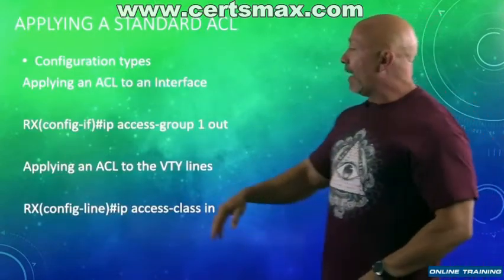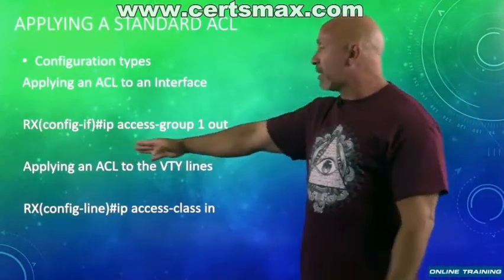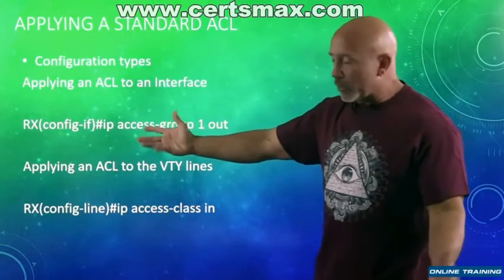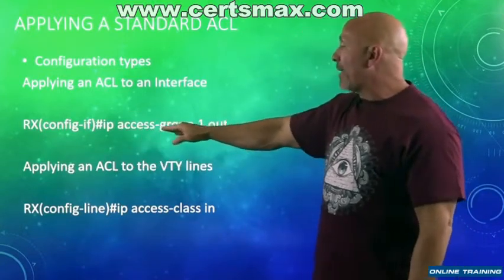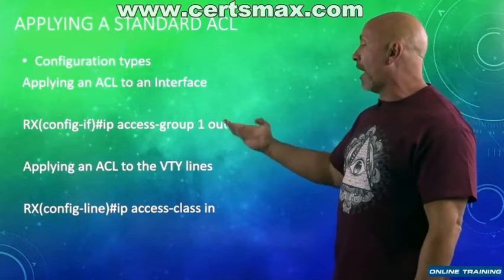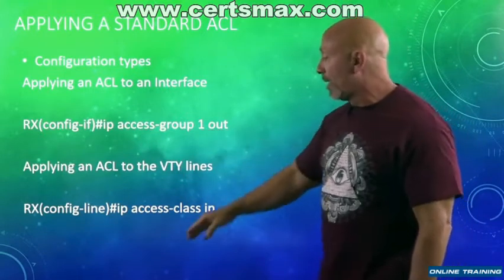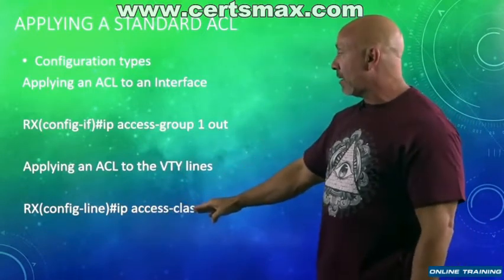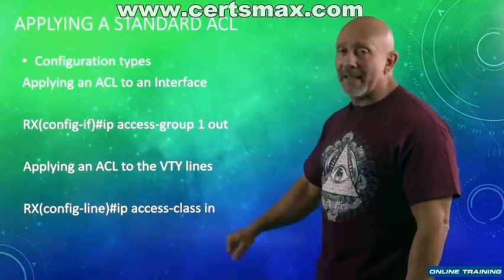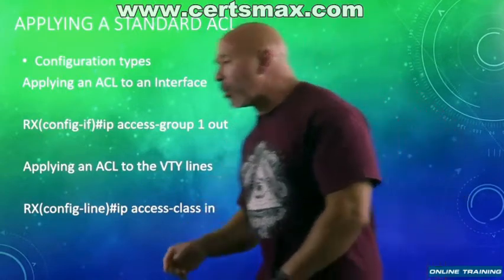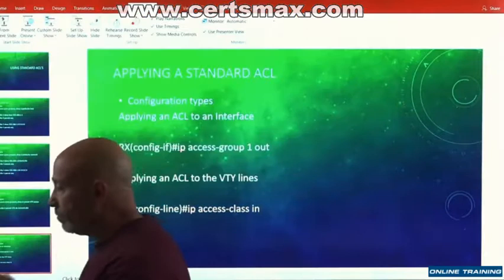And then applying an access list is very simple. You go into whatever interface you're going to go into, and you're going to go IP access-group, the number of the access list, either out or in. And if you're doing it to the VTY lines, it's not IP access-group, it's IP access-class, the number, and then in. All right. So let's go ahead and do this.